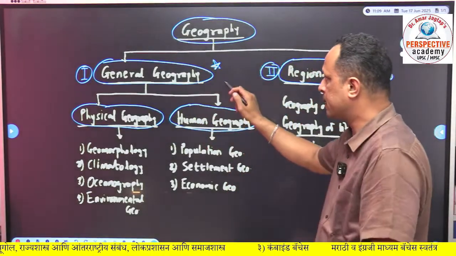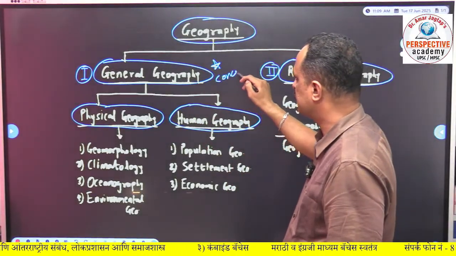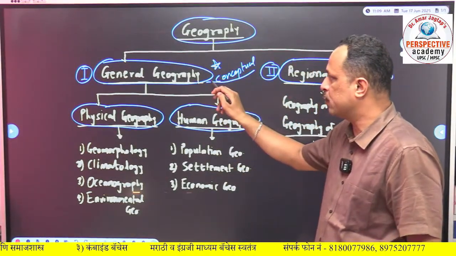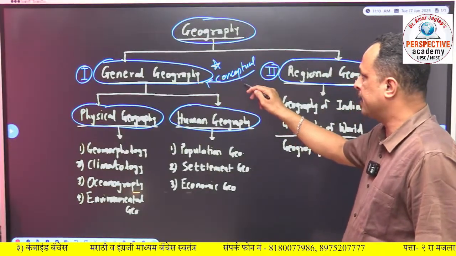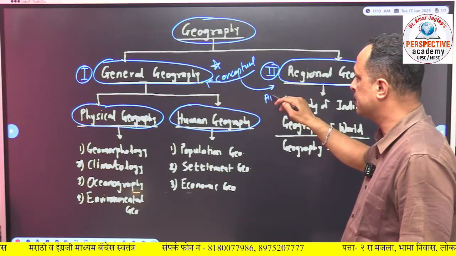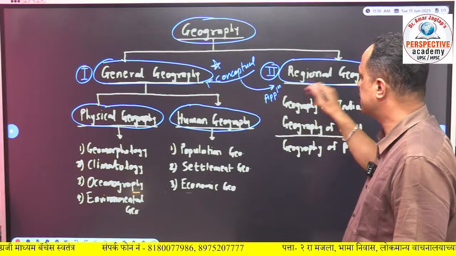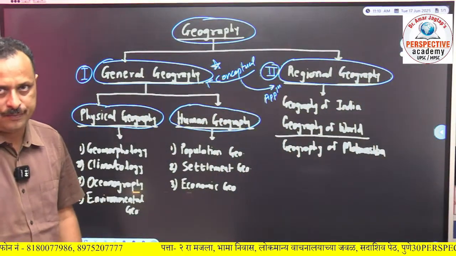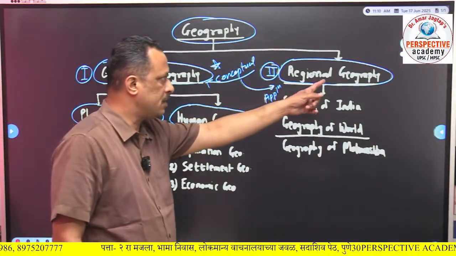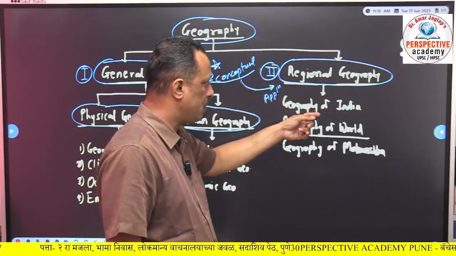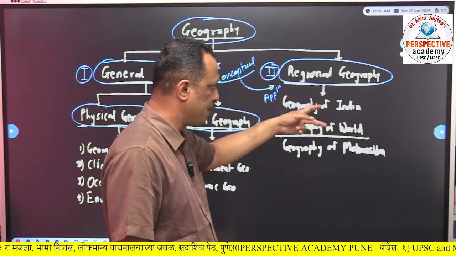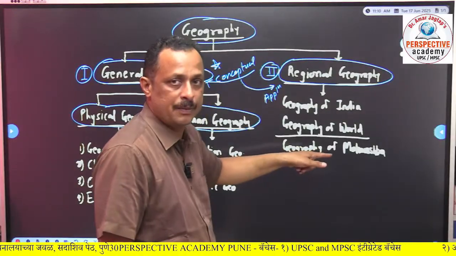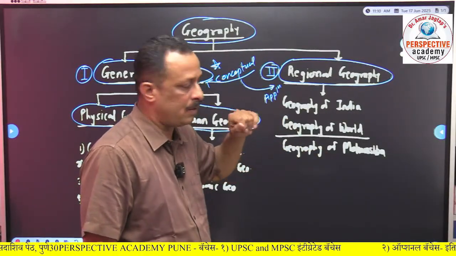Now whatever concepts we are going to cover in general geography, this is the conceptual part, the application of those concepts to some region is known as regional geography. Clear? So regional geography will consist of geography of India and geography of the world for UPSC, these two components. If you are preparing for MPSC, this third component will be there, geography of Maharashtra.